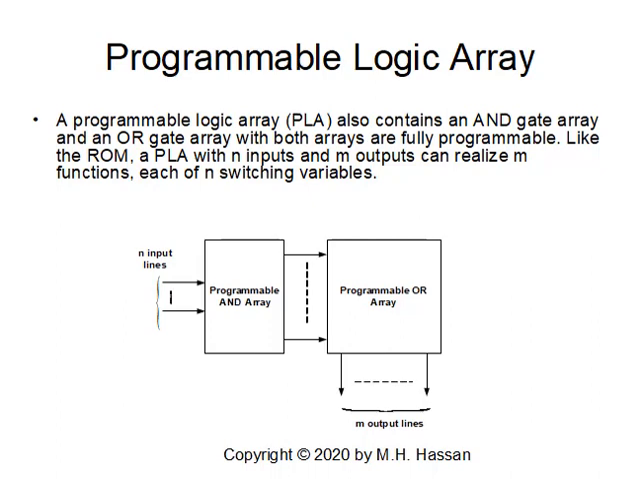Now, since both arrays are programmable, the AND array and the OR array, the functions need to be represented as sum of products. We have to minimize the function using plain algebra or K-map to the minimum possible. Then we implement the product terms in the programmable AND array. Then we OR the product terms in the programmable OR array to represent the output functions.